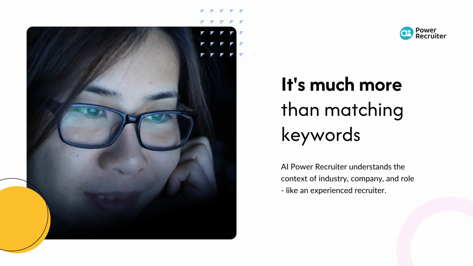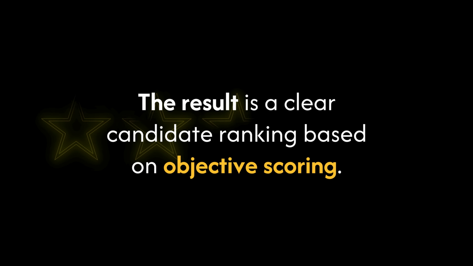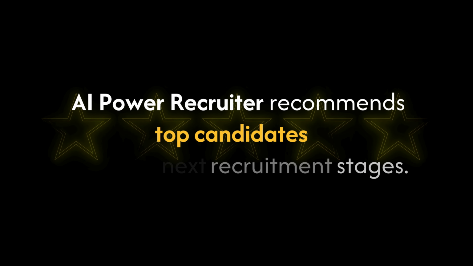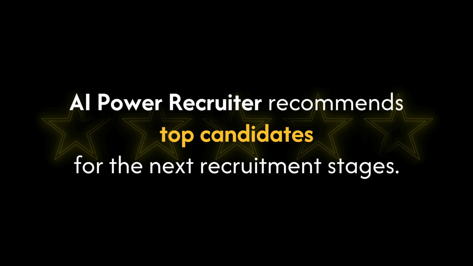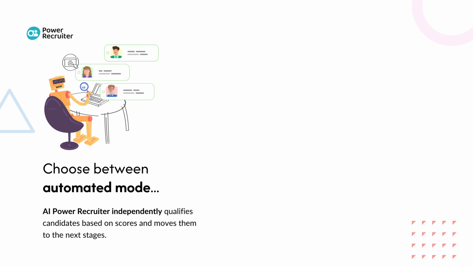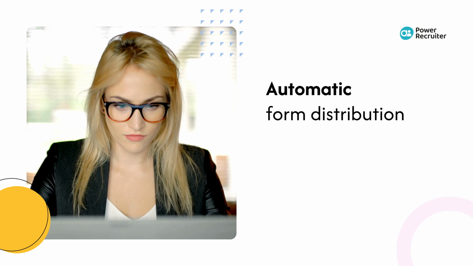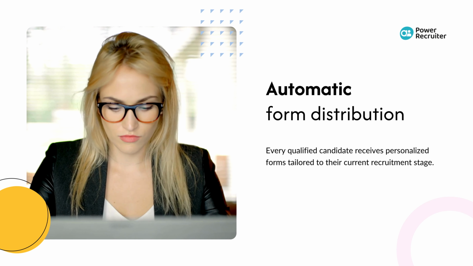Using the job parameters, company profile, and weighted requirements, the algorithm doesn't just match keywords, it truly understands context. The same skill set might be rated differently in a fast-paced agency versus a steady corporation. The result is a clear candidate ranking, built on objective scoring. The system recommends top candidates for the next recruitment stages. Depending on preferences, this can be fully automated, with the system qualifying candidates based on scores, or semi-automated, with the recruiter reviewing suggestions. Qualified candidates automatically receive stage-specific forms to fill out.